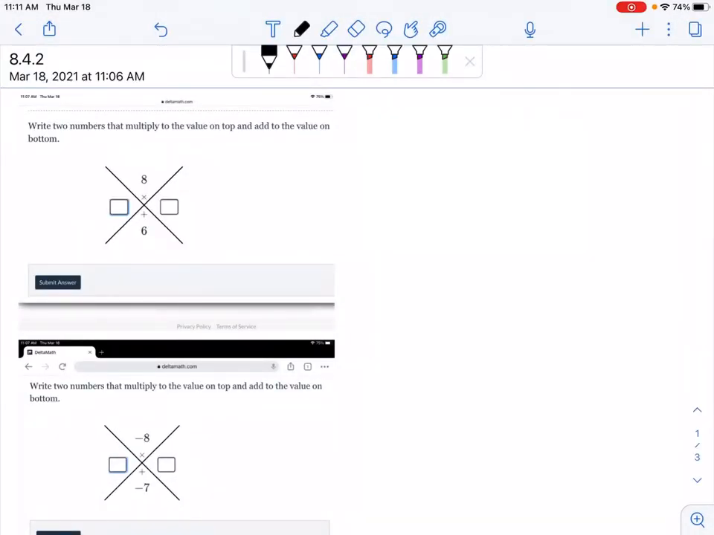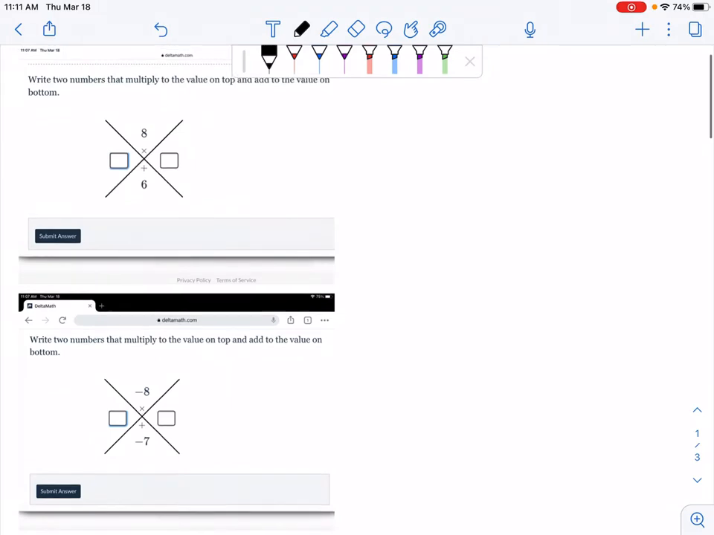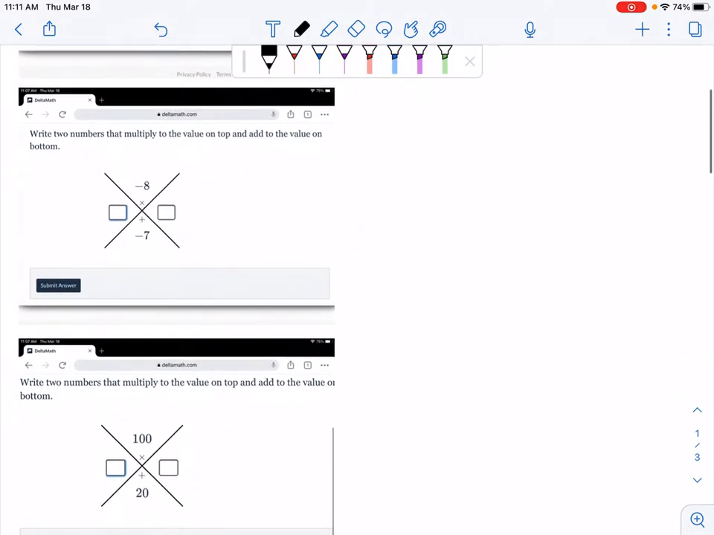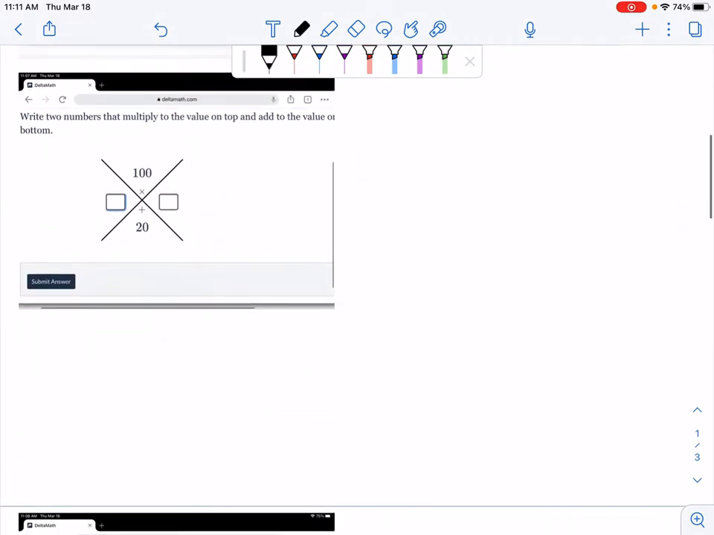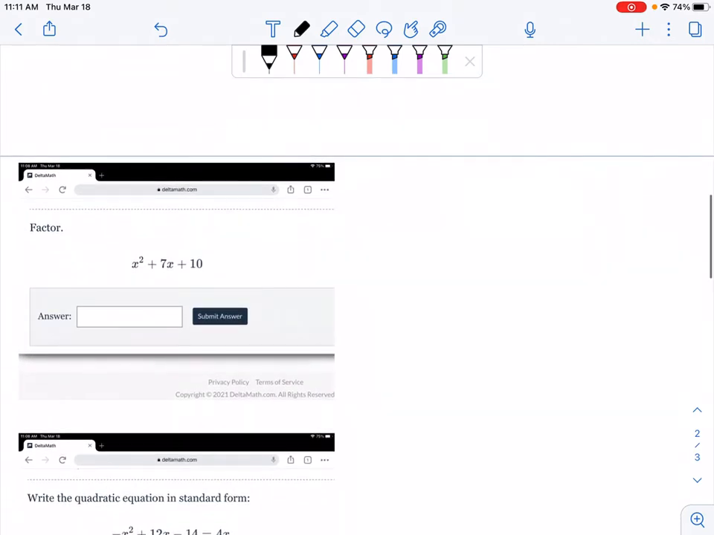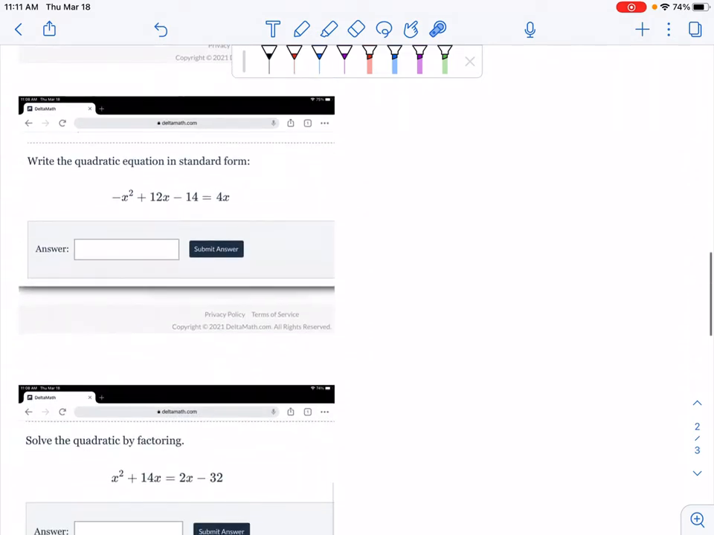All right, 8.4.2, we're going to take a look at just continuing with solving with factoring. So first three problems here, we're going to be setting up our big X. The next problem, we are going to be factoring. And then we have one problem where we're putting the equation into standard form.